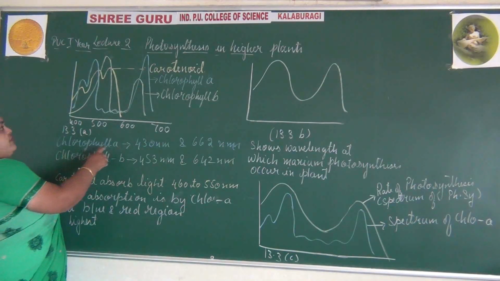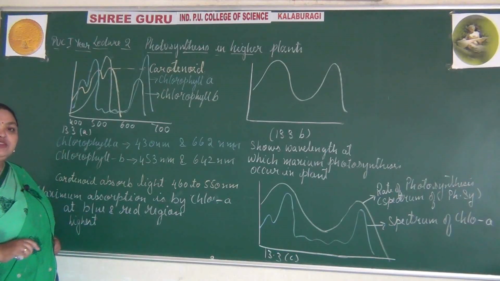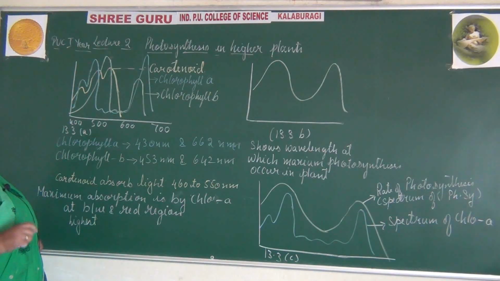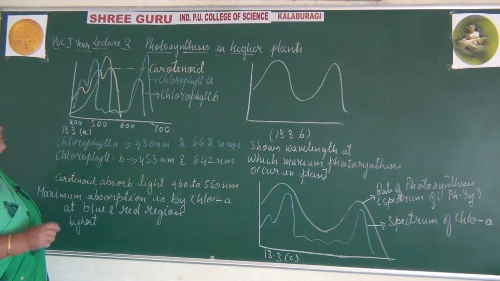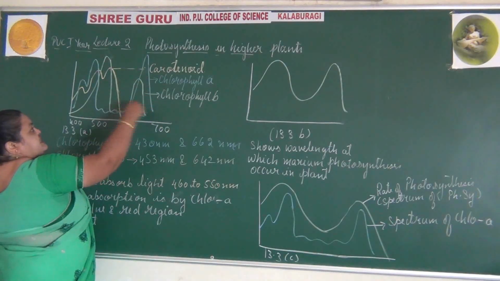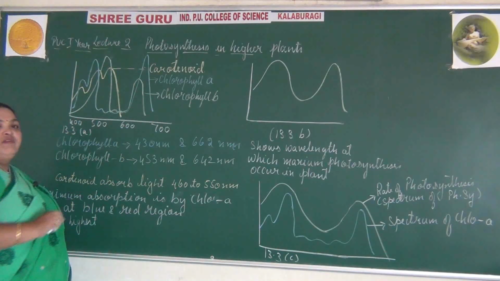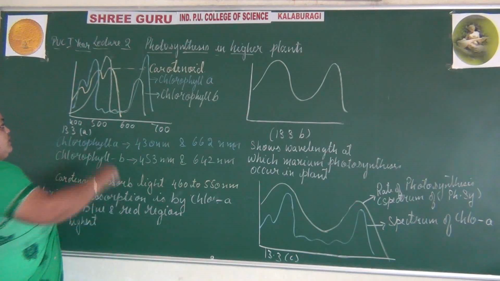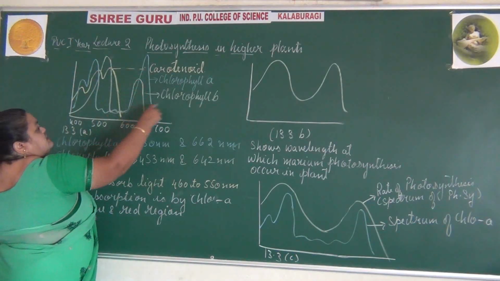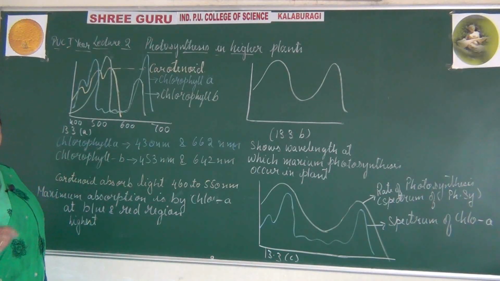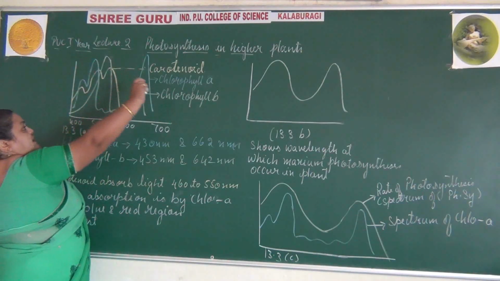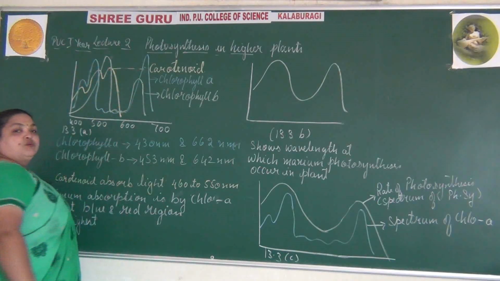So in that, if you see this graph, there is maximum absorption of the wavelength of light at chlorophyll A. Here the chlorophyll A, which is indicated by a blue line, absorbs the wavelength of light of 430 nm and 662 nm. So the blue indicates the chlorophyll A pigments, whose maximum absorption is at 430 nm and 662 nm.